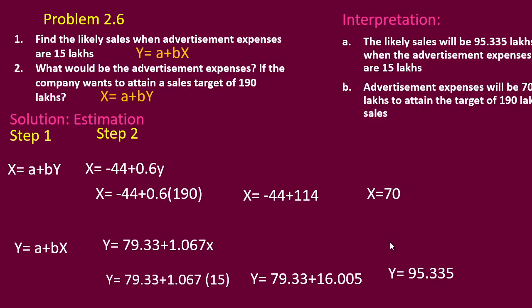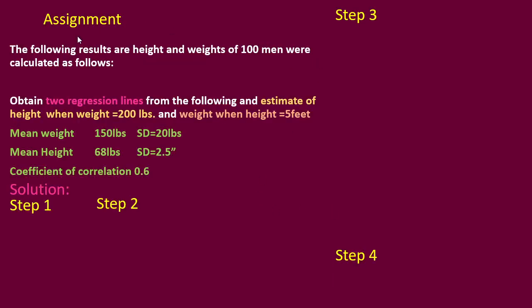Hope you understood the estimation under regression. Of course, it's your assignment problem. The following results are the height and weight of 100 men, calculated as follows. You should calculate the two regression lines, and an estimate of height when weight is 200 lbs and weight when height is 5 feet.